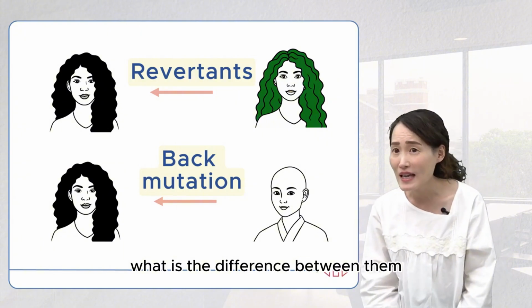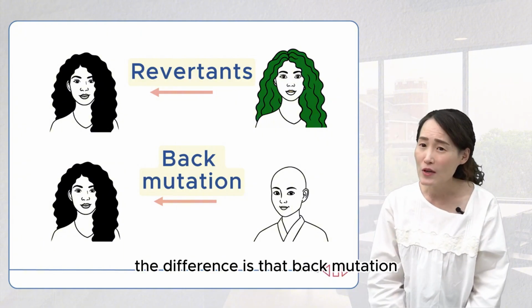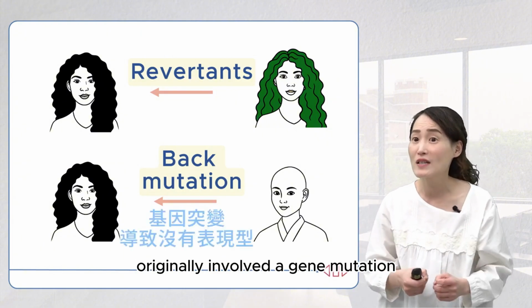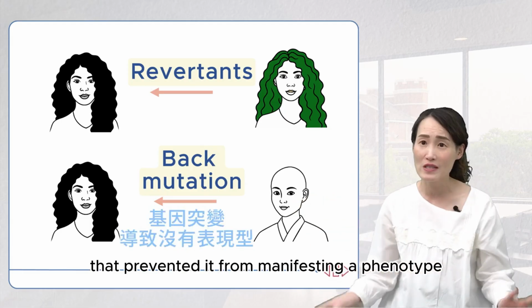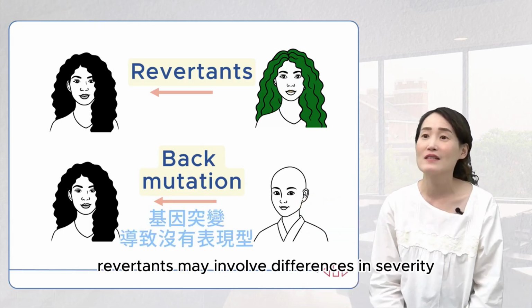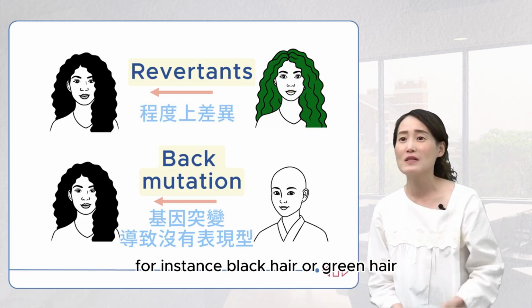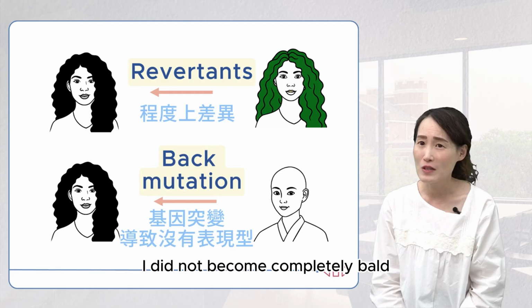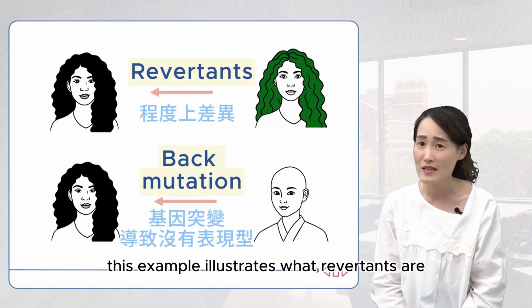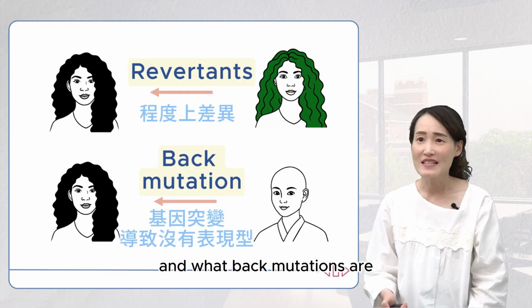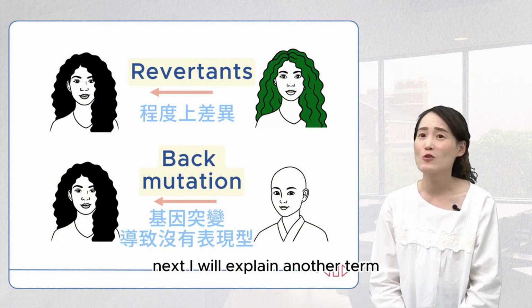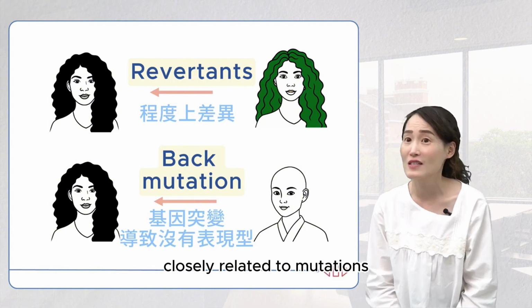What is the difference between them? The difference is that back mutation originally involved a gene mutation that prevented it from manifesting a phenotype. Revertance may involve differences in severity, for instance, black hair or green hair. I did not become completely bald. This example illustrates what revertants are and what back mutations are. Next, I will explain another term closely related to mutations.